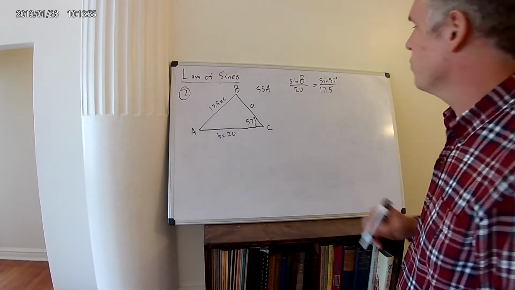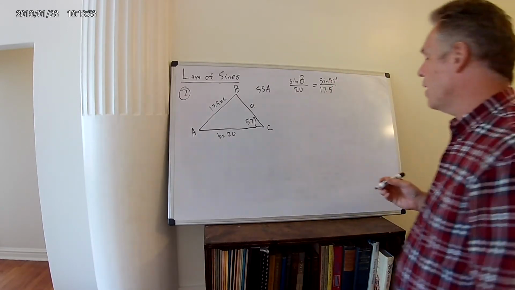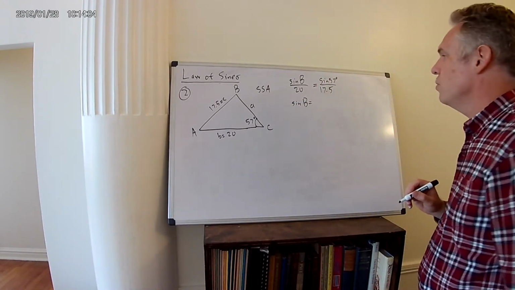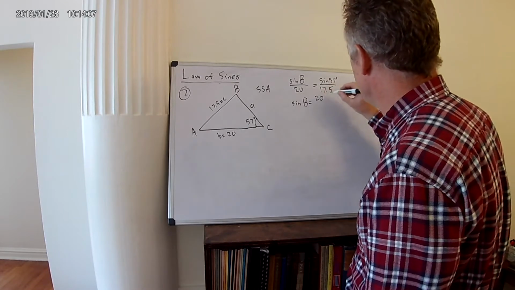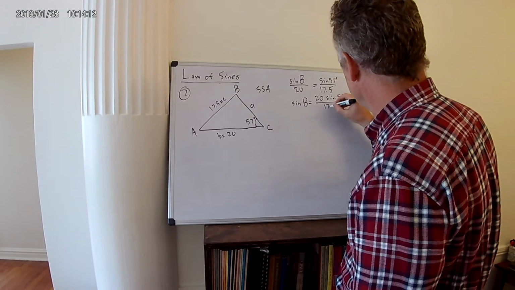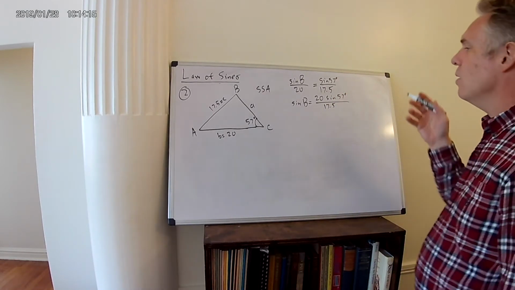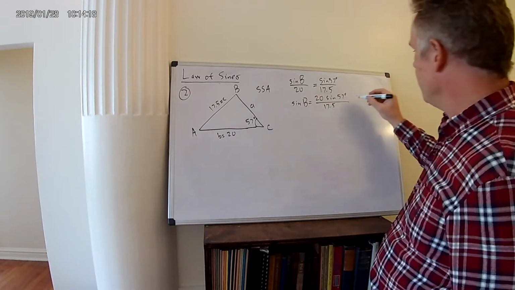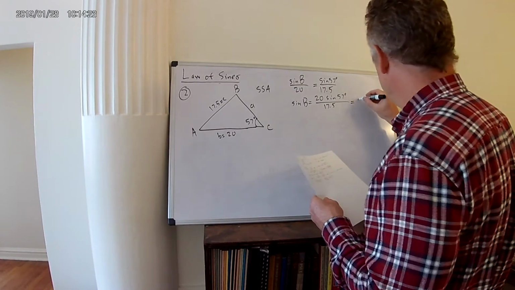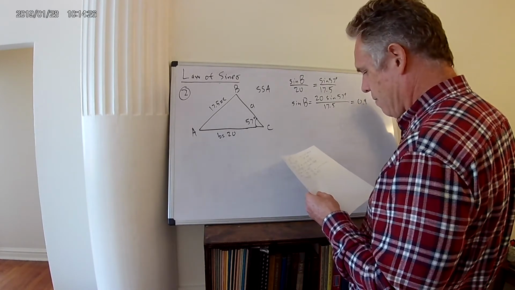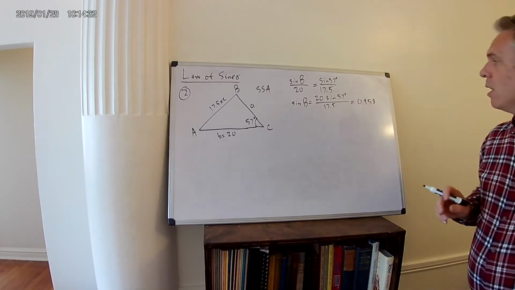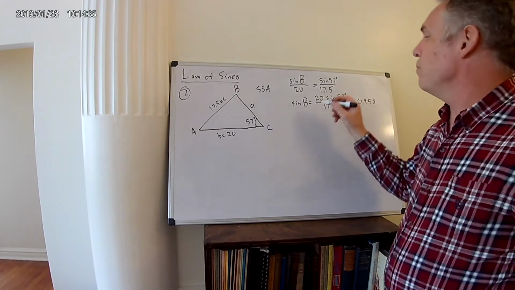Then I'm going to solve this. I have one unknown. I'm going to solve it for the sine of B. I'll save you guys the arithmetic, but if you solve this, you get sine of B equals 20 times sine of 57 degrees divided by 17.5. Now I know the sine of B equals this, and you can calculate this number, which is actually 0.958.